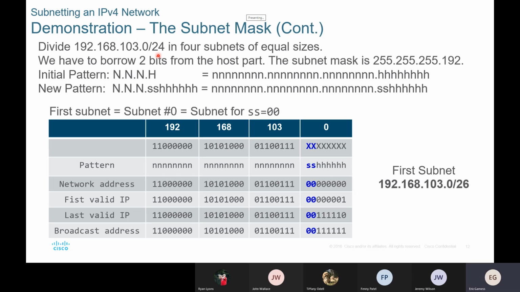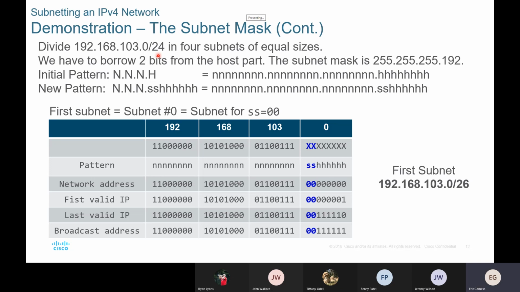So if we have 8 bits for the host part, and each bit gives us 2 possibilities, 0, 1, it will be 2 times 2 times 2, and so on. And we will have 2 to the power of 8. 2 to the power of 8 gives us 256, which means that the initial network has 256 IP addresses. And they go from .0 to .255, isn't it? From .0 to .255, we have 256 IP addresses.